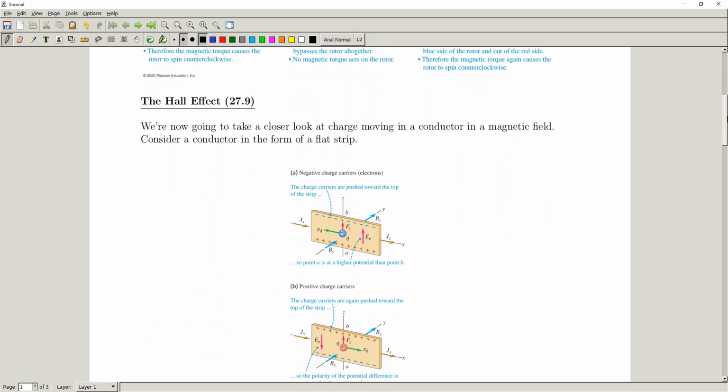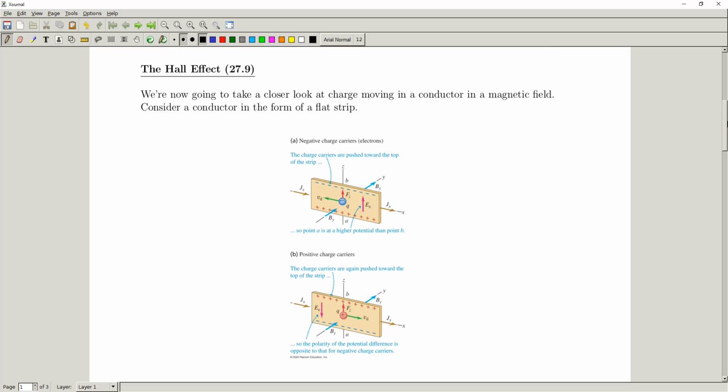Let's move on now to section 27.9, where we talk about the Hall effect. It's a fairly interesting effect, so we're going to look at it a little bit here, and we'll do one example with it. We're going to take a closer look at charge moving in a conductor, and this conductor is in a magnetic field.